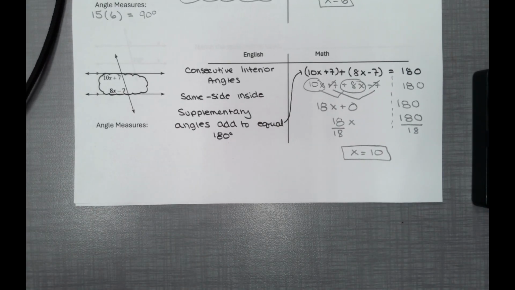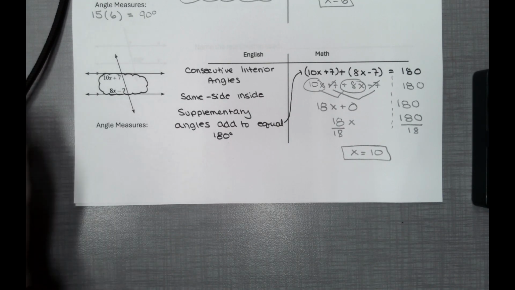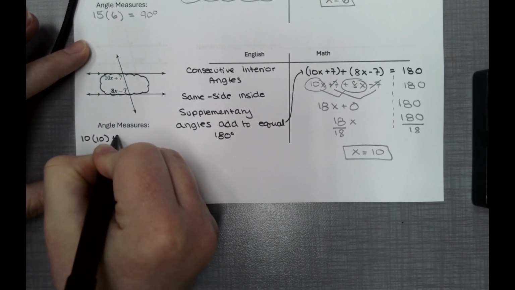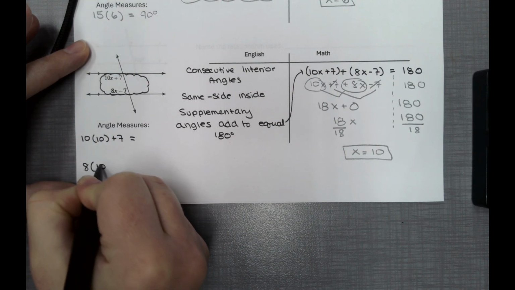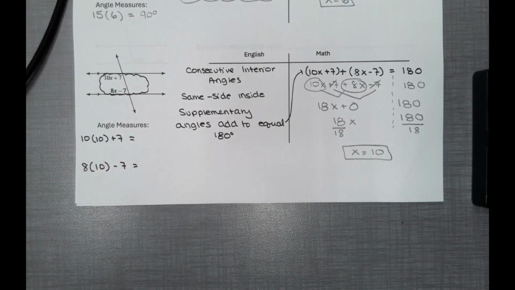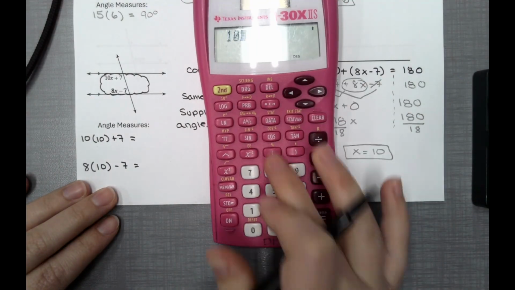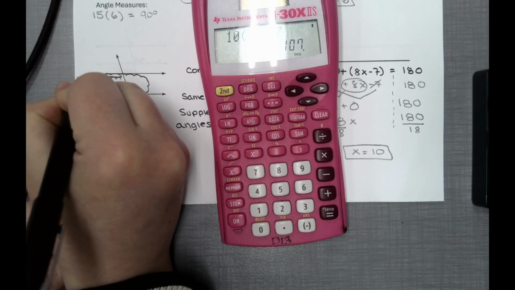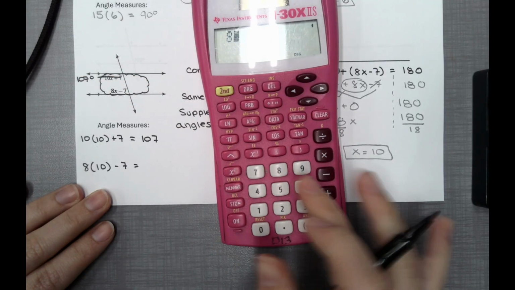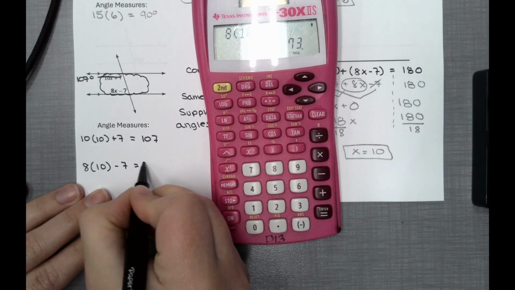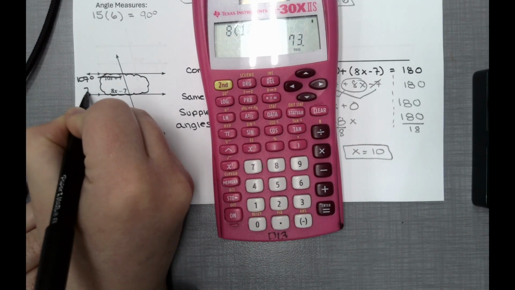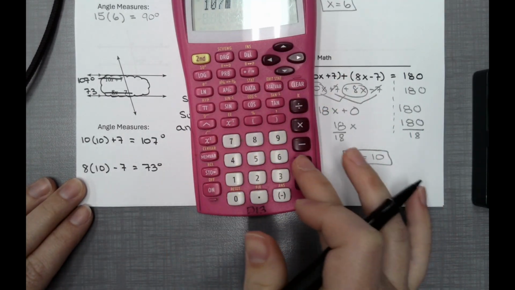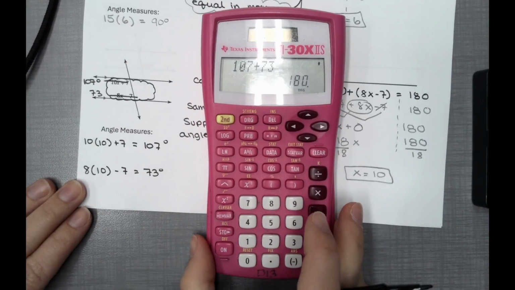Now, this one is not congruent. These are not equal in measure. So the easiest way to do this one is to go ahead and solve for both by plugging in 10 for X. And then just to show you, you can just type this into the calculator exactly how you see it. Get your angle measurement here. 107 is this one. And then the other one is 73 degrees. And together, they need to add up to 180. So quick check is 107 plus 73 should give us 180, and it does.